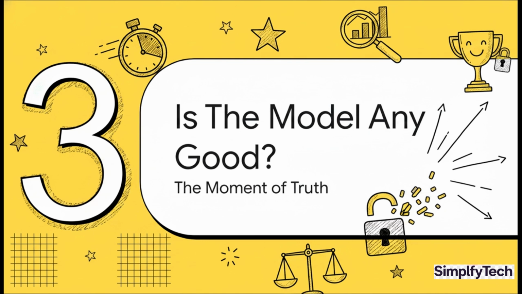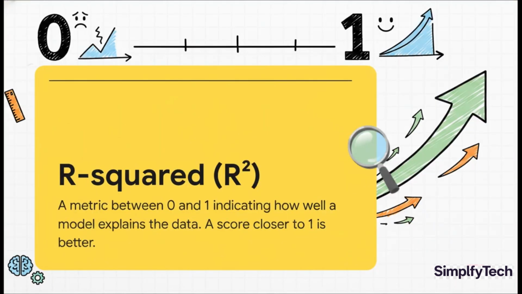We have to grade it. And this is the moment of truth. It's time to unlock that vault and bring out our test data. And how do we grade it? We use a standard metric called R-squared.